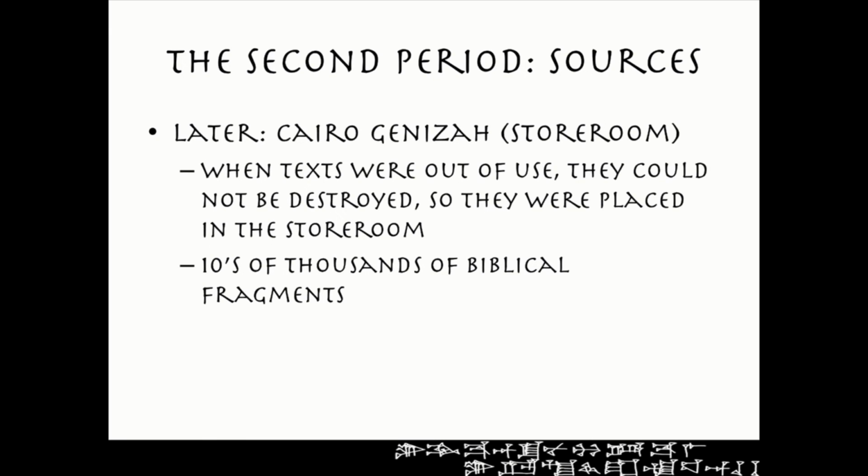Now, later in the period, we have the Cairo Geniza, which Geniza is a storeroom, and these texts were religious texts, many of them. When they were copied and they fell out of use, they couldn't be destroyed. The belief was that they couldn't be destroyed, and so they were placed in a Geniza, if at all possible, in a storeroom. And so from this, we have recovered tens of thousands of biblical fragments.